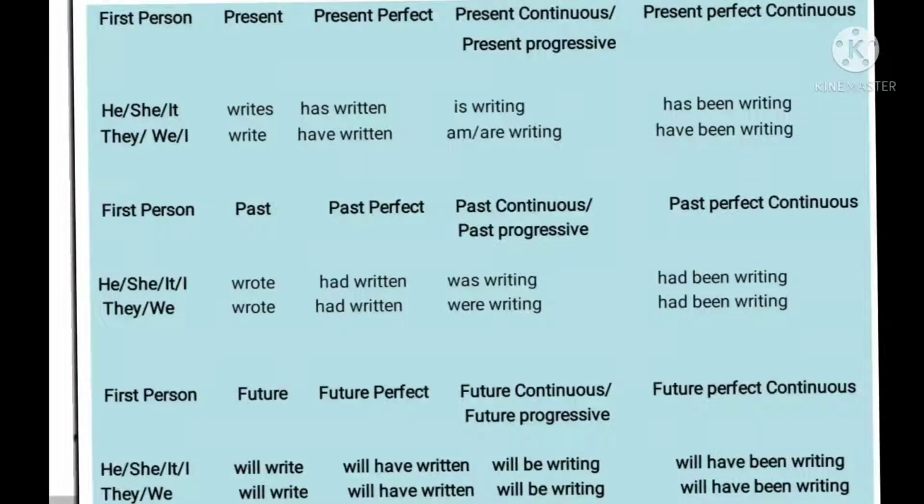First person past tense. He wrote, he had written, was writing, had been writing. And the same thing with they had been writing. First person future. He will write, will have written, will be writing, future continuous, and will have been writing. Now these are your tenses in short.